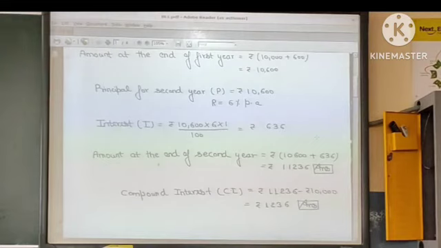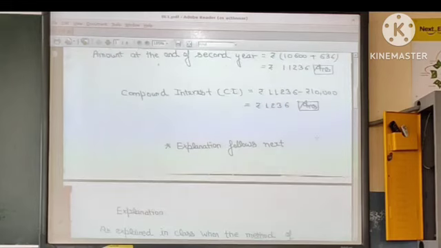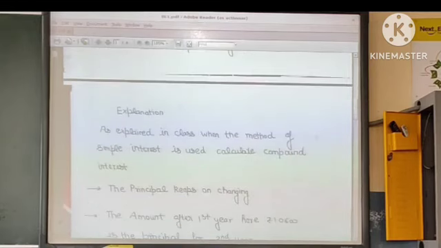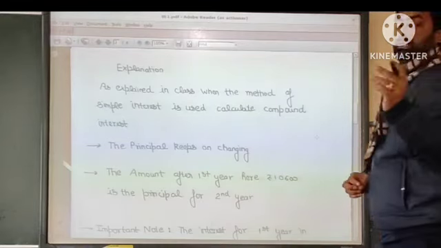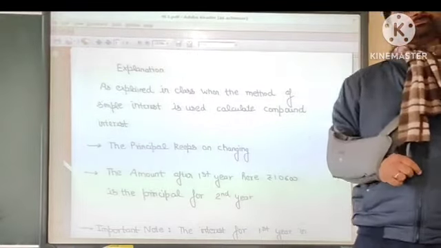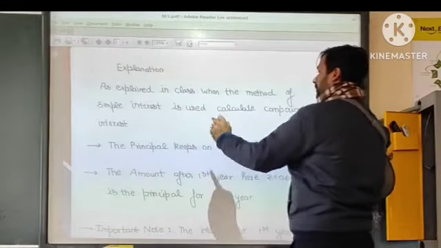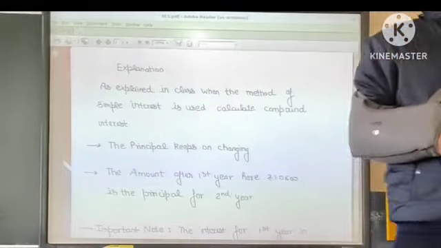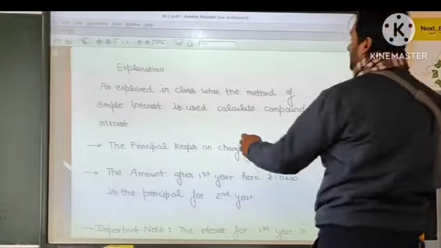Meanwhile, I move to the next question. I am scrolling it further. See here, a few explanations are there. For the same thing, don't note it down, just understand. The thing is, when the method of simple interest is used for calculating compound interest. So now see this question, what are we actually calculating? We are calculating the compound interest. But which formula are we using? The formula used is of simple interest.